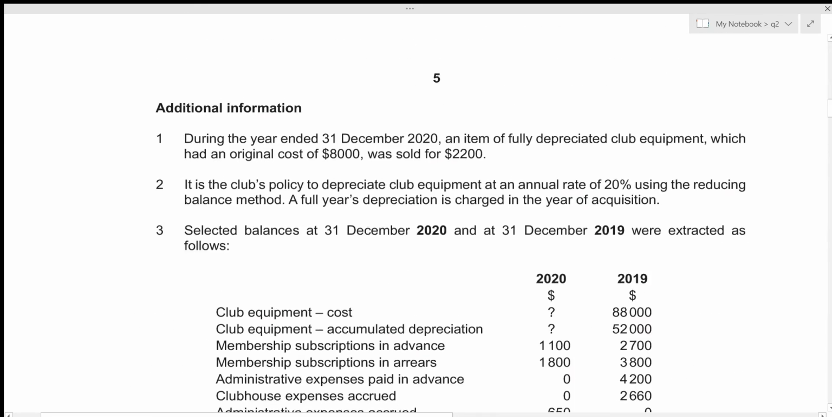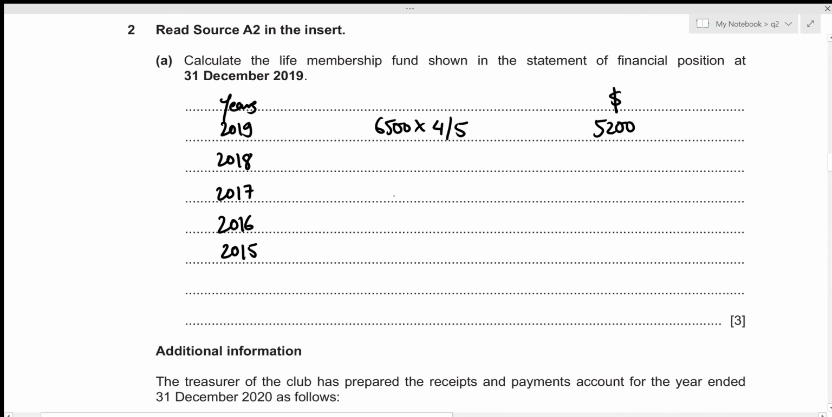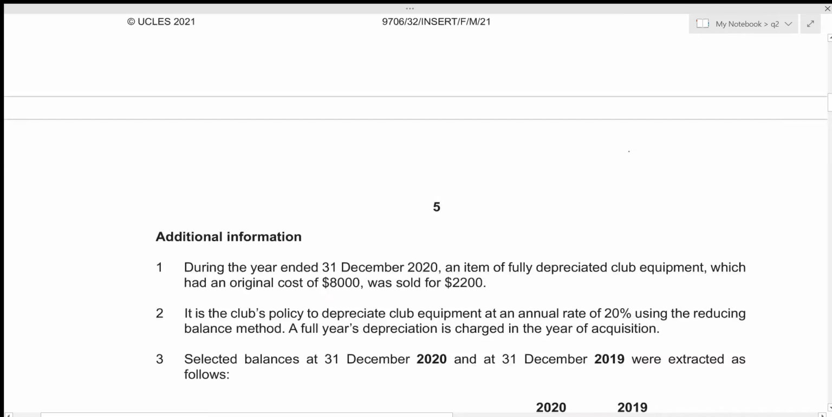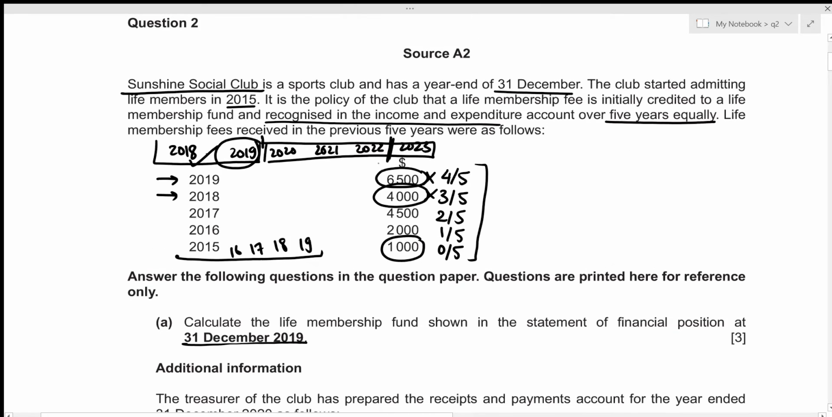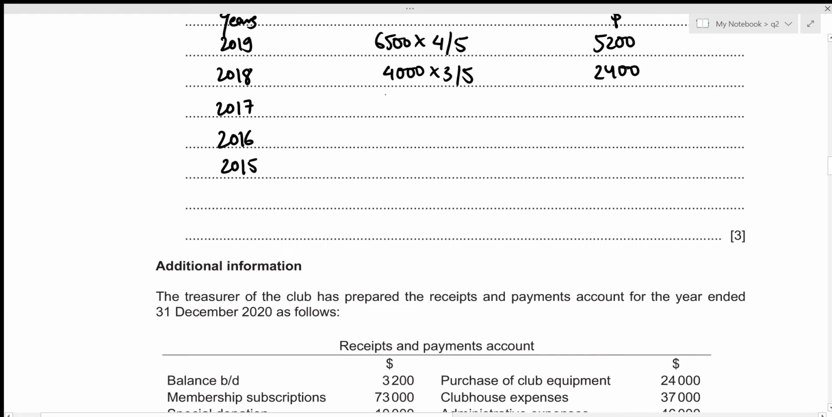Now we repeat the same process for 2018. The total is 4,000, and only 3 out of 5 parts remain in the life membership fund. So that's 4,000 times 3 by 5. And this results in the amount of 2,400. Now for 2017, out of the total of 4,500, 2 out of 5 parts still remain in our life membership fund. So we just need to multiply these two together. That's 4,500 times 2 by 5, which results in the amount of 1,800.